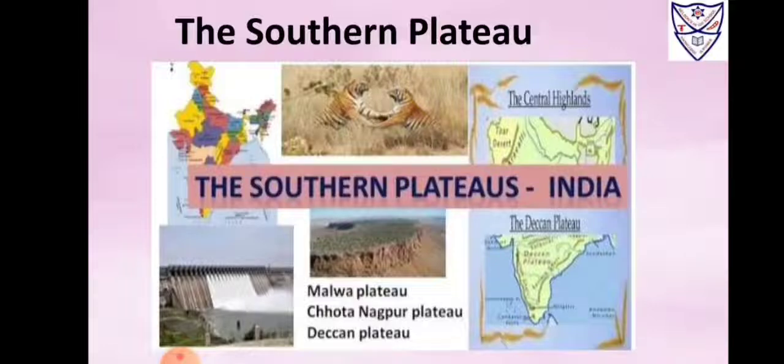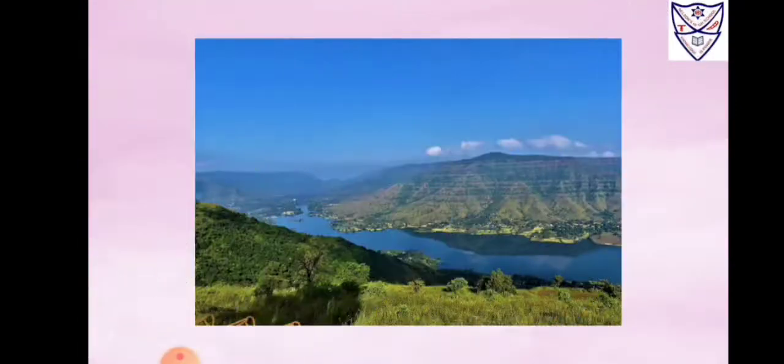This plateau slopes downwards from west to east, which is why most rivers in this region flow from west to east. Rivers like the Godavari, the Krishna and the Kaveri flow into the Bay of Bengal. The Narmada and the Tapi rivers are the only exceptions. They flow from east to west into the Arabian Sea. Although there are many rivers in this region, not all of them have water throughout the year.